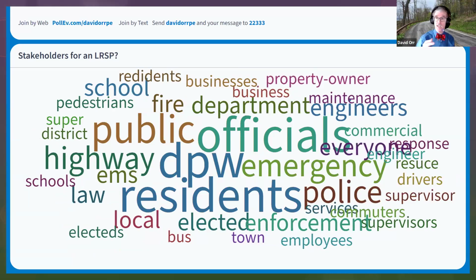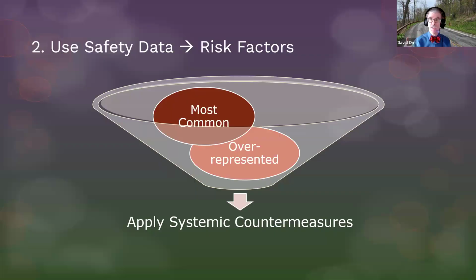Okay? Now what I want to do is figure out how to use safety data, and what we're going to focus on are risk factors. What we're looking for are either crashes that are really common, the most common crash types, and spend our money focusing on those, or those that are overrepresented. Now, there is a third possibility. You might have some hot spots as you do your analysis. We'll talk about that in a minute. But really what we're going to focus on is the most common type of crashes and picking good countermeasures for those that are overrepresented. So let's talk about those, and we're going to apply systemic countermeasures.